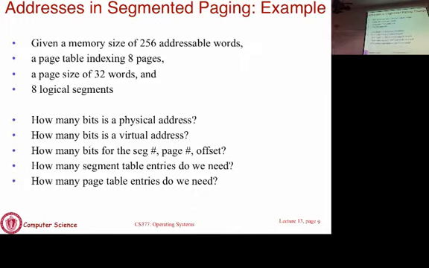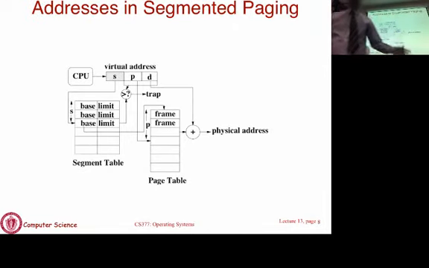You still just need to read. So page size 32 words. Page offsets go from 0 to 31. So there are 32 addressable words. That's 5 bits. So 5 bits for the offset, 3 bits for the page number, 3 bits for the segment. 11 bits. Virtual address is 11 bits long. Physical address is 8 bits long. Is that clear? This is 3 bits, this is 3 bits, that's 5 bits.